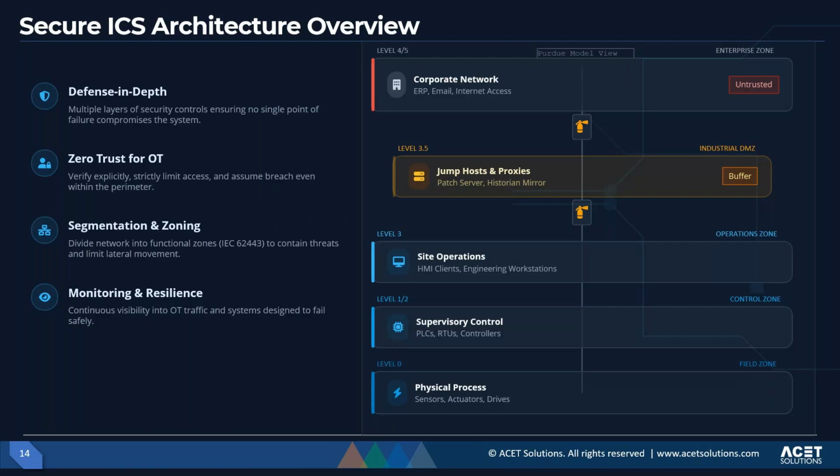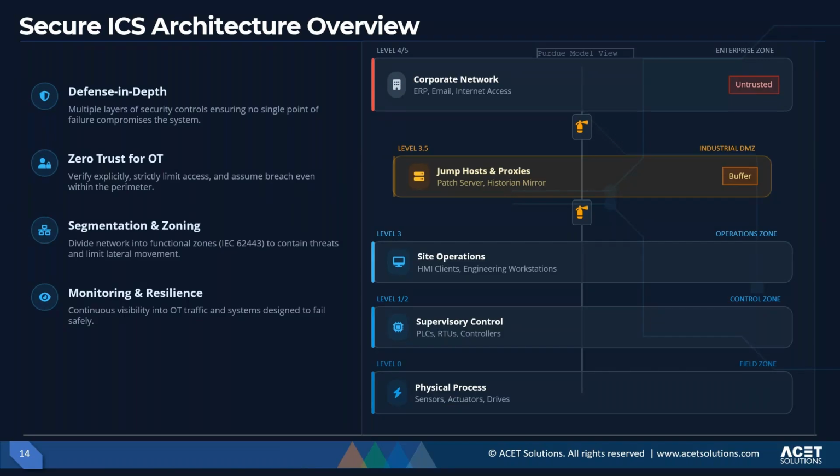So what is a secure ICS architecture? Let's have an overview first. A secure ICS architecture is built on four main pillars: defense in depth, zero trust for the IoT, segmentation and zoning, and continuous monitoring. These pillars collectively enhance the resilience and reliability of the operational environment.